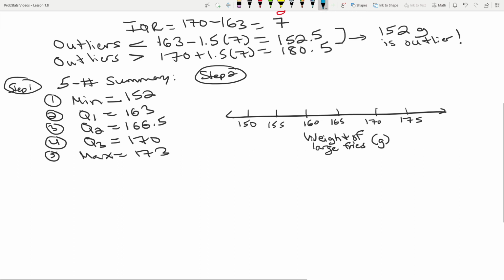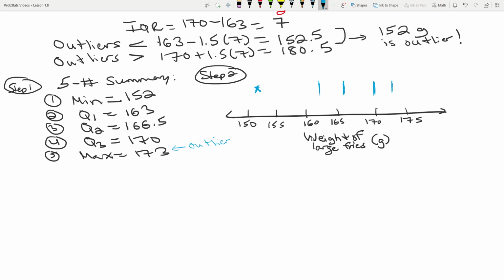Drawing our box plot. So the minimum of 152 is around here. So I'll mark that. First quartile is around halfway between these two. Second quartile, around here. Third quartile, and maximum. Now keep in mind that we said our minimum is actually an outlier, right? So this right here should be labeled with an asterisk or some kind of X to identify it. So this one we said is an outlier.